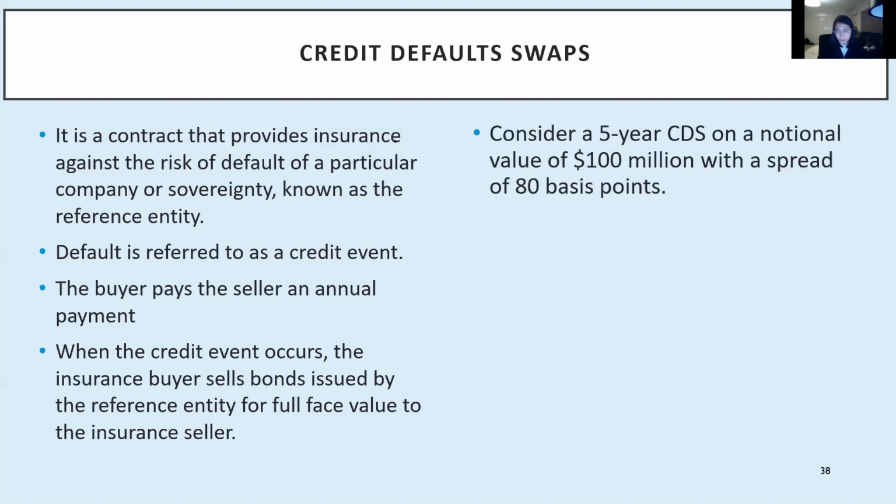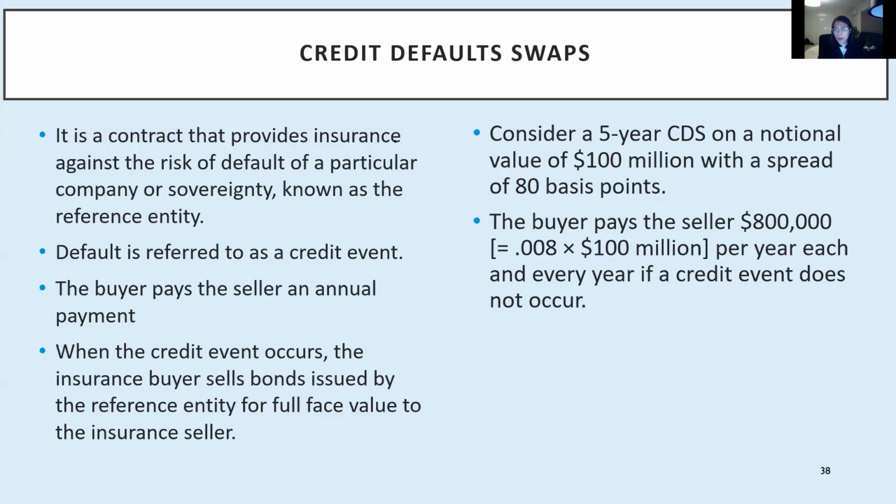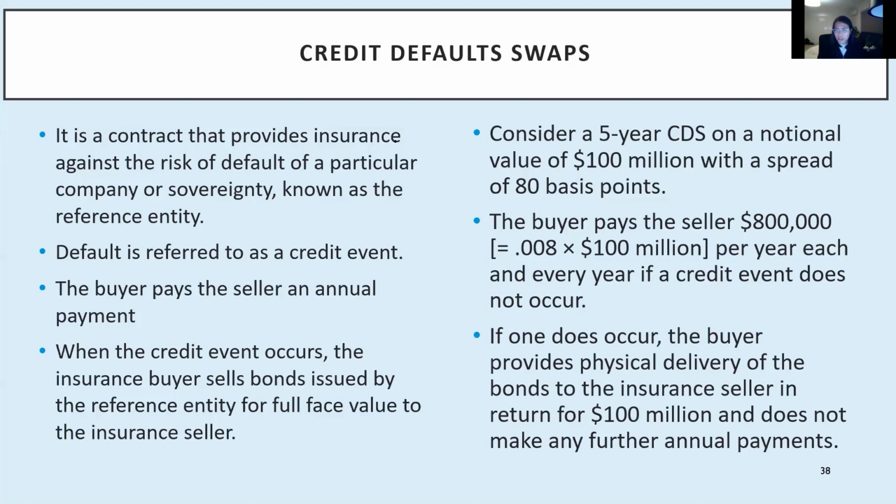So when the company defaults, the buyer is going to redeem their bonds from the seller, right, from the insurance company. So for example, if I have a 5-year credit default swap contract on a notional amount of $100 million with a spread of 80 basis points, that means I will pay the credit default swap seller $800,000 per year as insurance premium, okay? And if within that 5-year period the company in question defaults, I'm going to redeem $100 million from the credit default swap seller, okay? So this is how it provides me with an insurance against the default of the company, okay?